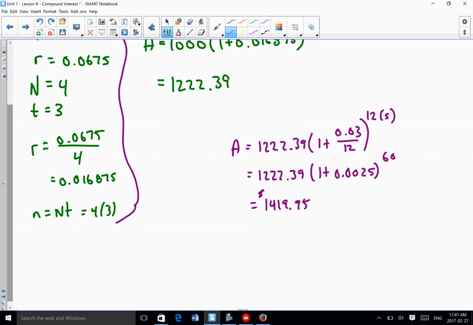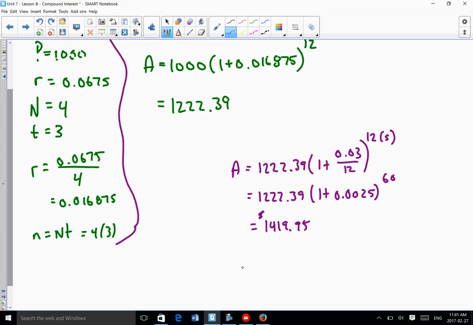Now the question was, how much interest will we make? Well, I've got $1,400. I started way back when at $1,000. So my interest will be my amount minus my principal. In other words, $1419.95 minus $1,000 gives me $419.95 in interest. It's by putting it in the bank, letting it earn money.